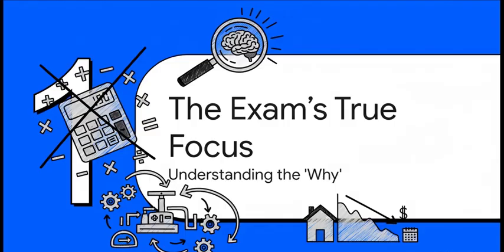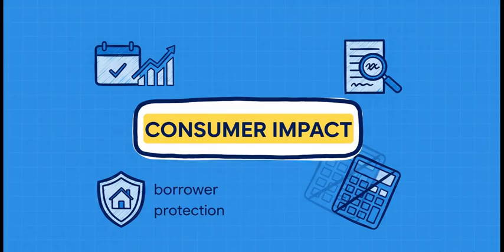Okay, first things first. It is so important to understand what the SAFE exam is actually testing when you see an amortization question. It's less about your ability to be a human calculator and much more about understanding the why behind the numbers. And here is the key insight. For regulators, amortization is really a mechanism for predictability, for transparency, and ultimately for borrower protection. So the exam isn't just testing the math, it's testing if you understand the long-term impact on the consumer. That's the lens you need to look through.